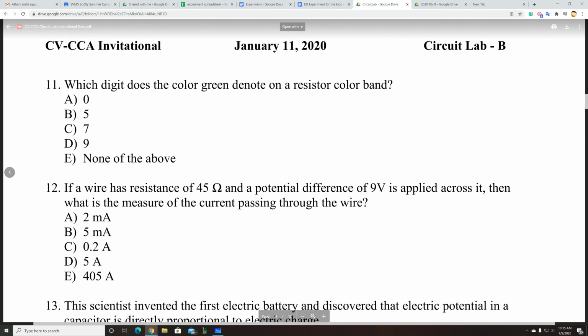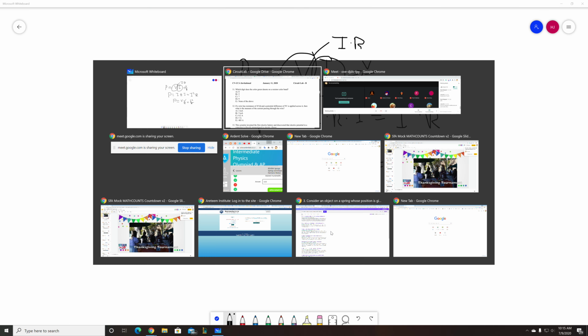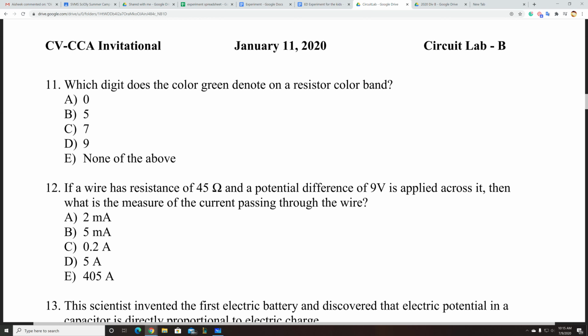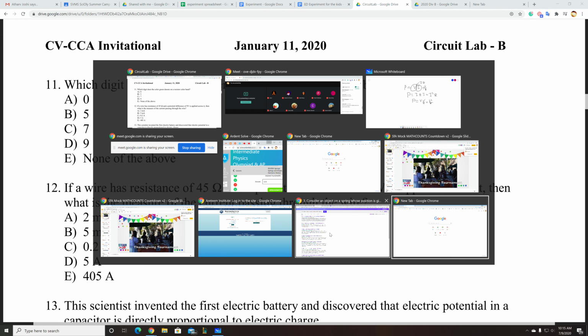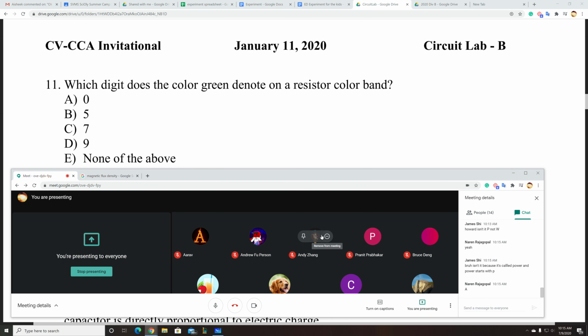Which digit does the color green on a resistor band denote? Actually, this is something you guys would 100% not know. You guys would probably not know this.